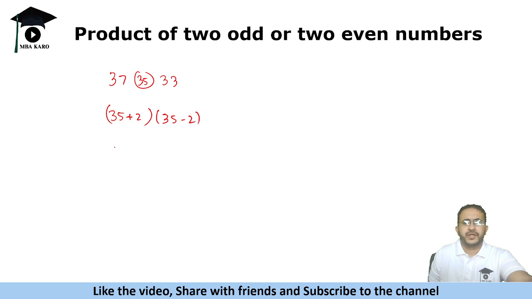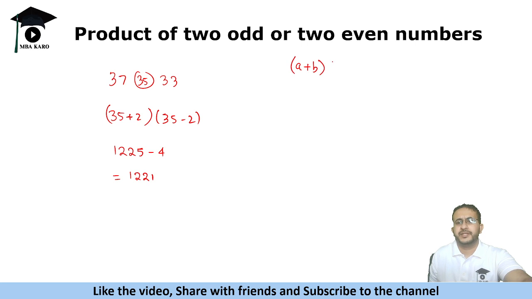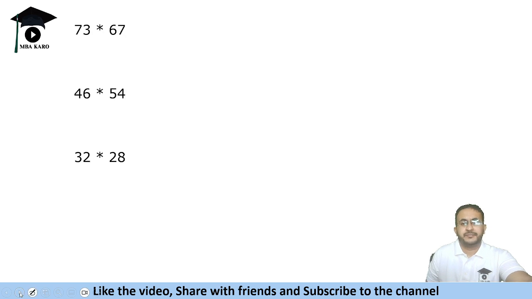So 35 square is 1225. In another video I will teach how to find squares with ease, and this is 4, so my product is 1221. So basically two odd or two even numbers, we can break it into two parts, like a plus b into a minus b, and hence the product is a square minus b square. So let us take some examples and understand it better.